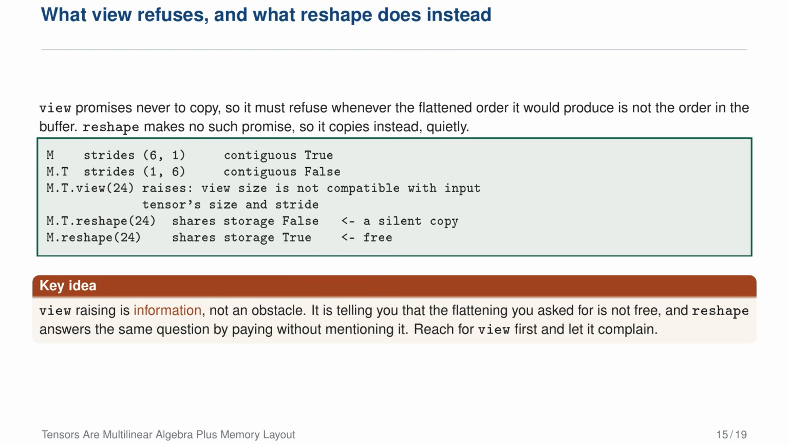Which brings us to the difference between view and reshape, and it is a real one. View promises never to copy. That promise forces it to refuse whenever the flattened order you asked for is not the order actually in the buffer.